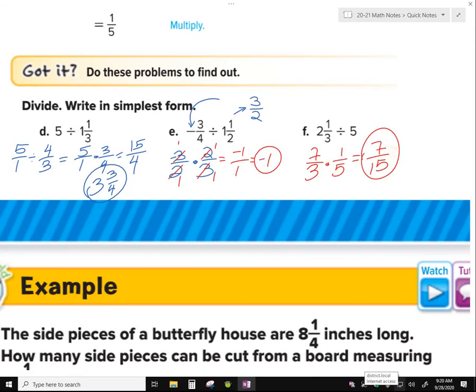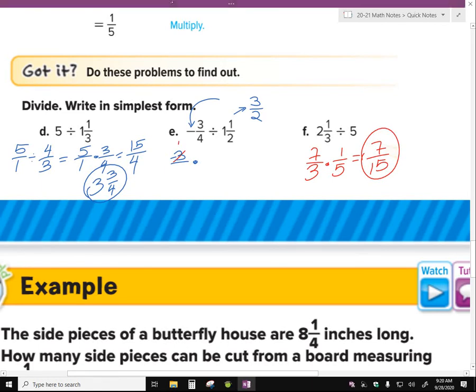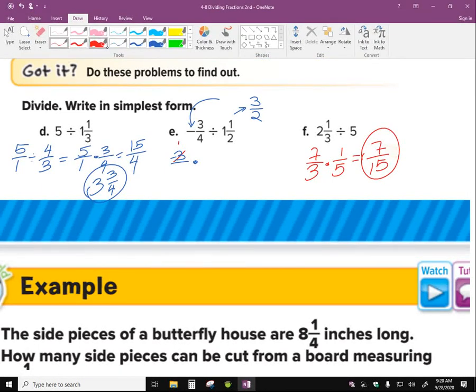That's what you should have for both of those. Yes, sir? Oh, thank you so much. I knew that I was doing something wrong. Thank you so much. You are 100% correct. Yep. You are 100% correct. Thank you. That's why I use pencils.